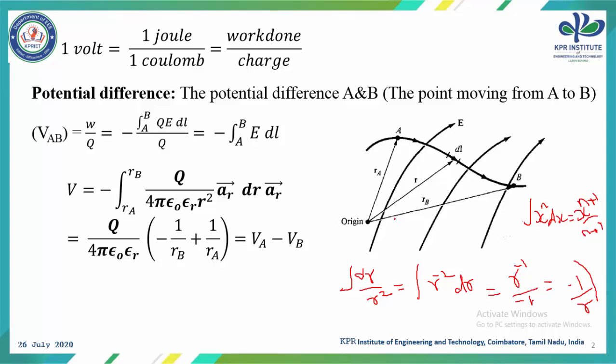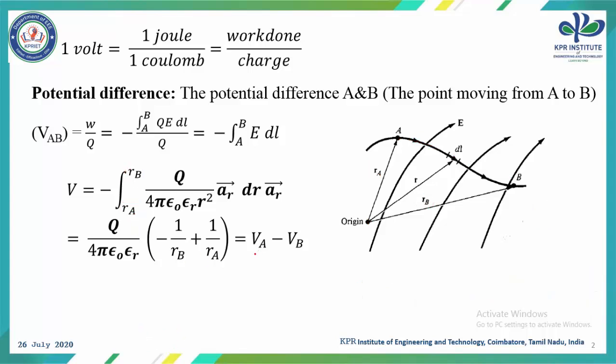Now you have to substitute the limits. The answer is Q divided by 4 pi epsilon naught into epsilon r, into minus 1 by rb plus 1 by ra. We know the formula for V. V equals Q divided by 4 pi epsilon naught into epsilon r into r. Therefore V equals VA minus VB.